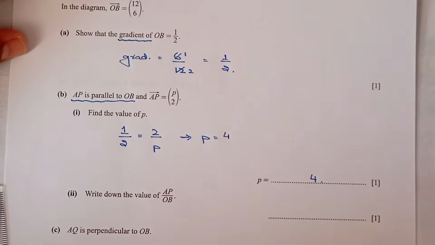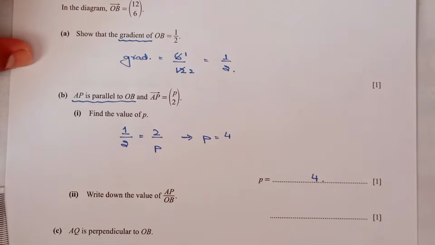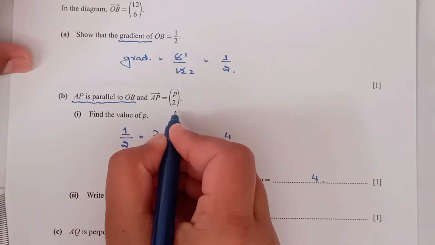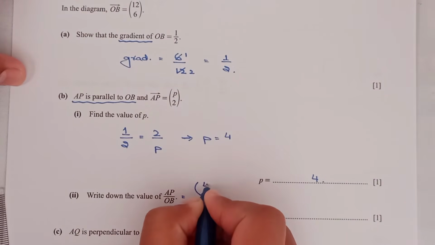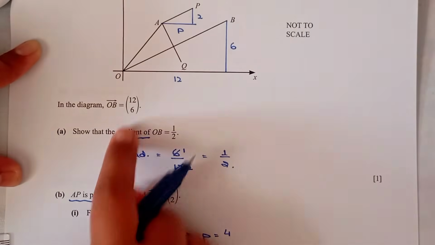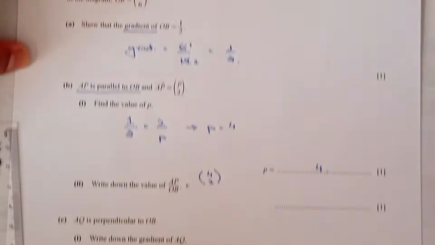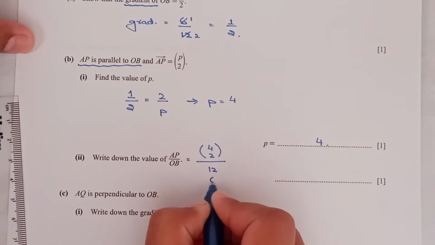Now for the second part, write down the value of AP over OB. Okay, AP over OB. So we know that AP is (p, 2). So AP would be, the p value is 4, so (4, 2), and OB is, as you can see, (12, 6). So it is going to divide with (12, 6).